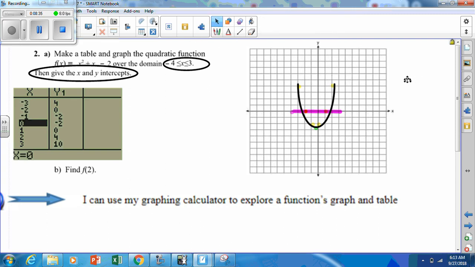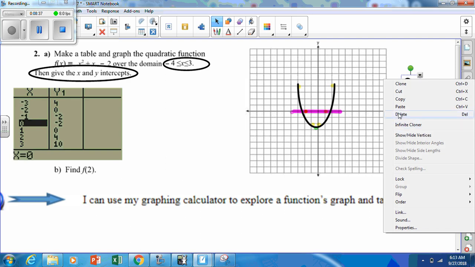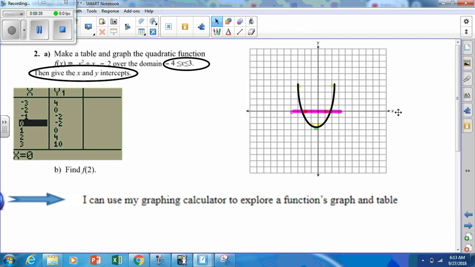Okay, let's see, have we accomplished everything? Have we found our x and y intercepts? I think we did. When x is 0, y is -2. And when x is 1, y is 0. So intercepts, we got that accomplished. That's a big old check mark. Okay, that's done.